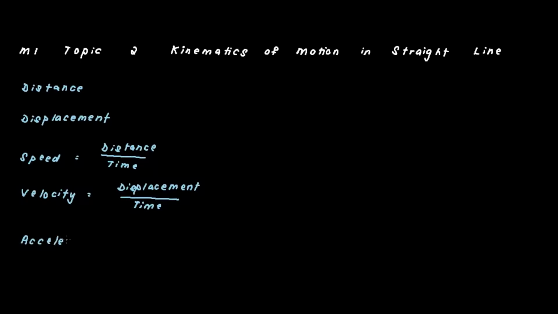Then the last one is acceleration. Acceleration tells us how fast the velocity changes with time. Bear in mind that negative acceleration doesn't always mean that the velocity is decreasing. It can also be caused by the direction itself. So you need to put it into the context of the question and try to understand from it.